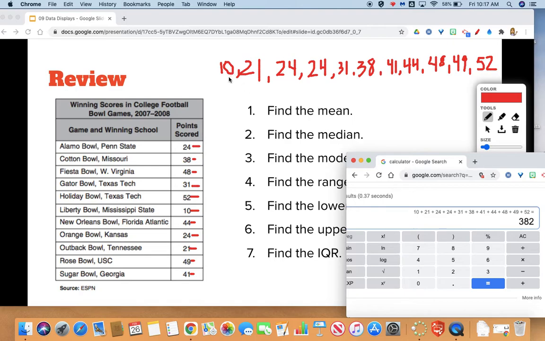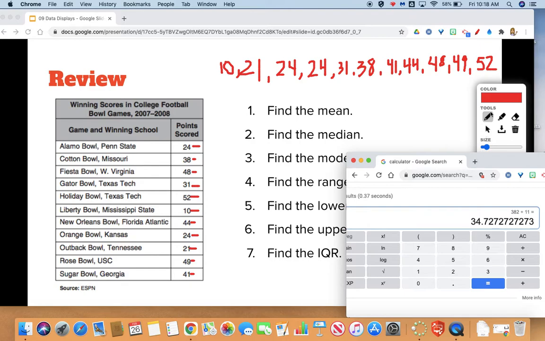Let's now count how many data points we had. 2, 4, 6, 8, 10, 11. I might double count over here to make sure 11 was the same number we had here. 1, 2, 3, 4, 5, 6, 7, 8, 9, 10, 11. So I'm going to take my 382 and divide by that number, 11.